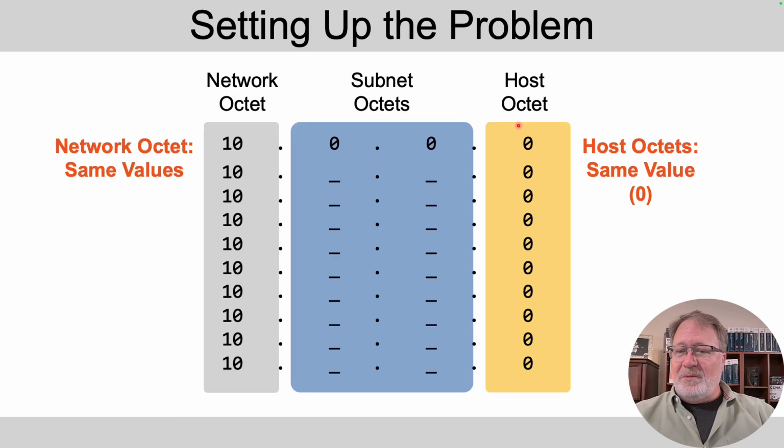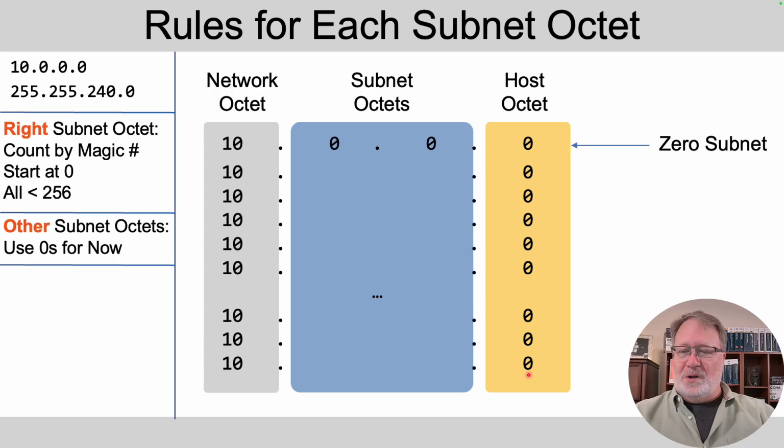So when we set up our problem space, we leave 2 octets wide of space for the subnet octets. We copy the network ID value for the network octet. We write down zeros for the host octet. Here's where our interesting work happens there in the middle 2 octets. So we want to create our first block, right? And we're going to have zeros in the left subnet octet in our first block. And we're going to count by the magic number in the rightmost subnet octet. So what's the magic number?